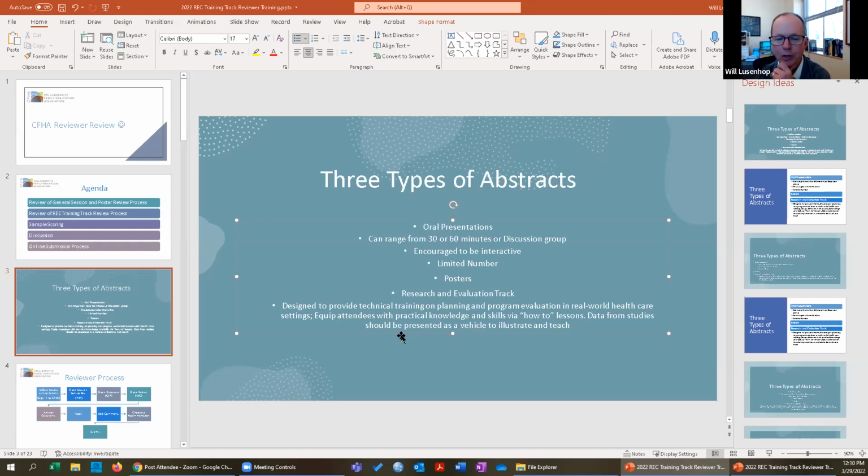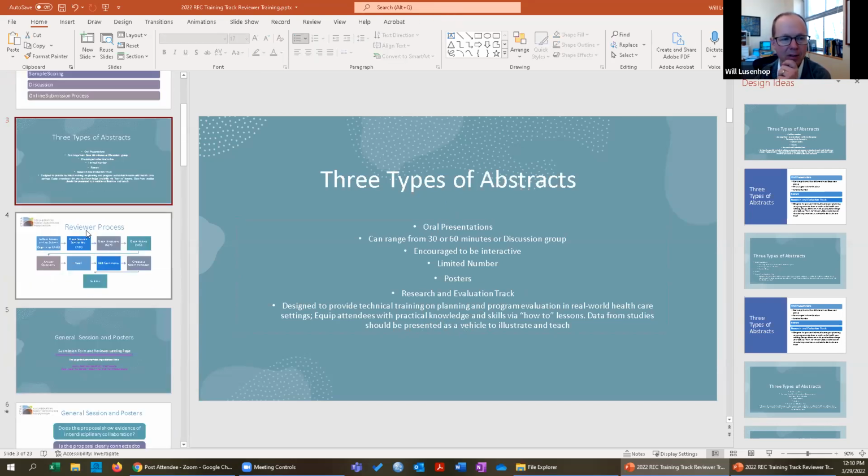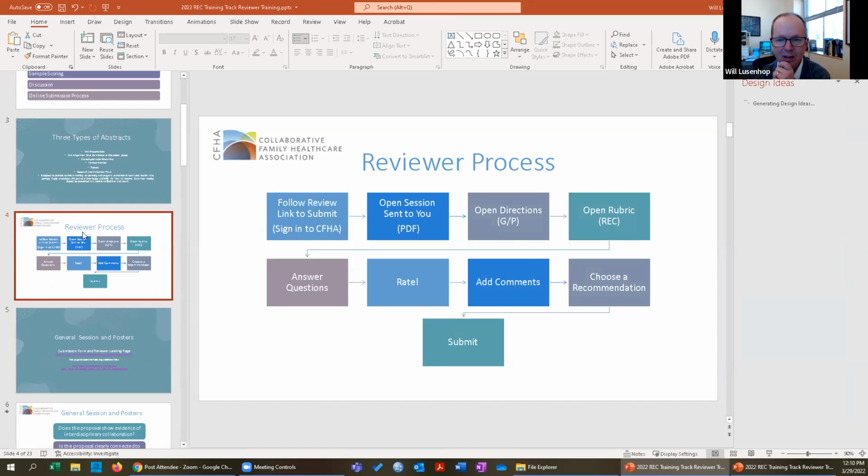The research and evaluation track sessions are designed to provide technical training on the planning and program evaluation in real world healthcare settings, and equip attendees with practical knowledge and skills via how-to lessons. Data from studies should be presented as a vehicle to illustrate and teach. That's the main difference with the REC track versus others: we really are hoping people leave with a skill.